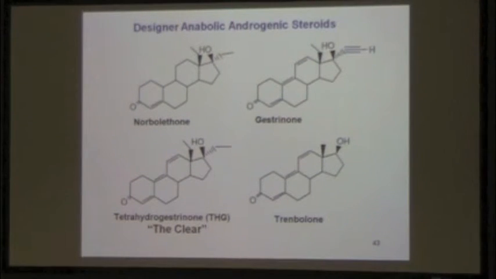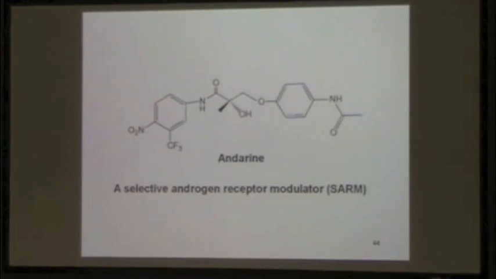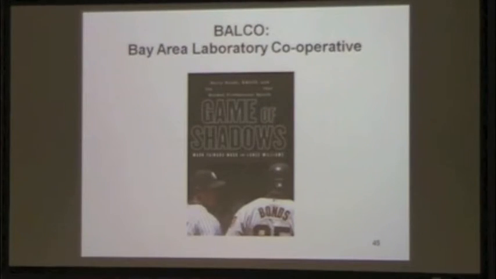And you can set up a company to do this. And that's exactly what some people did. Let's skip ahead to this company, BALCO, the Bay Area Laboratory Cooperative, whose sole purpose was to synthesize some of these designer drugs and make them available to athletes so that they wouldn't be detected.